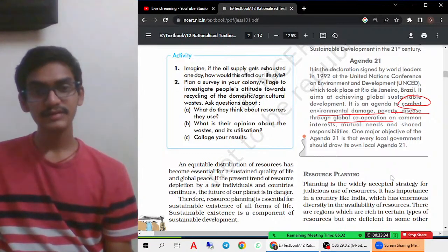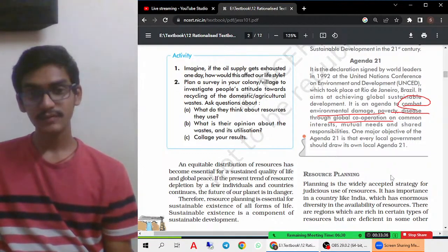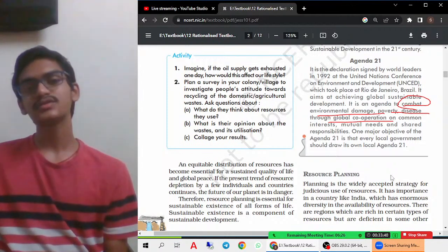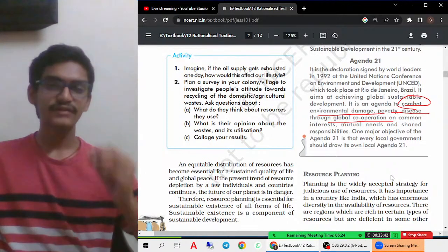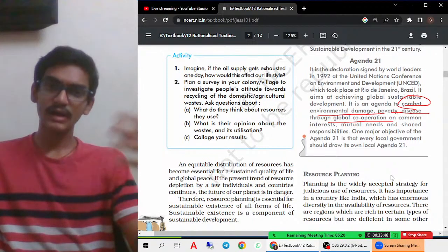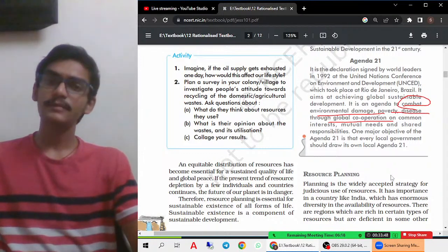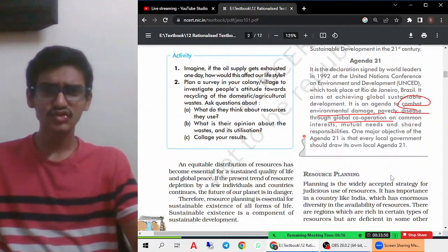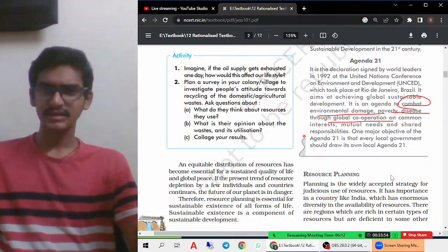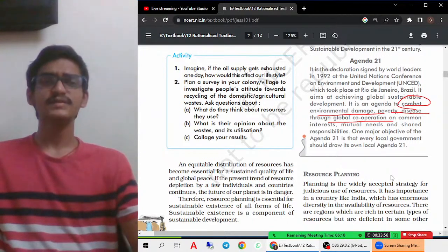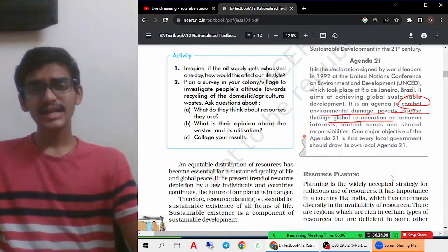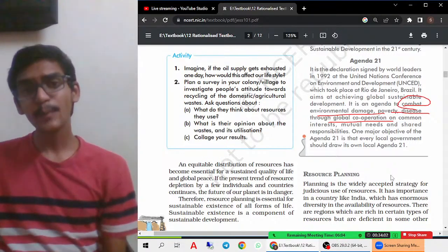The importance of this Agenda 21 is that every local government should have its own Agenda 21. Why should it have its own? Because, see, everything cannot be common for everything. For example, one reading strategy or one timetable strategy is not applicable and not suitable for all kinds of people, right? Each one has their own problems, their own kind of interests, their own kind of capabilities also.